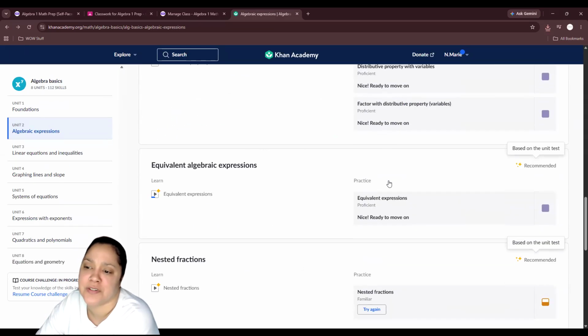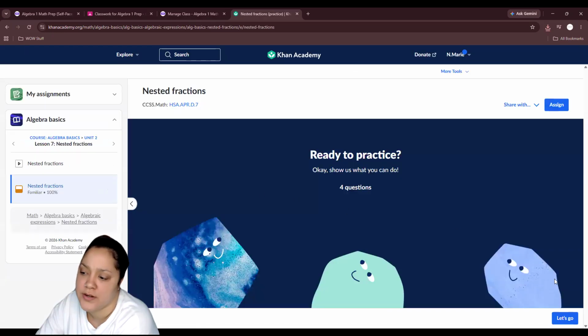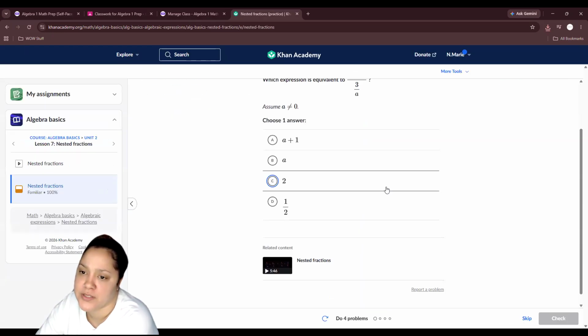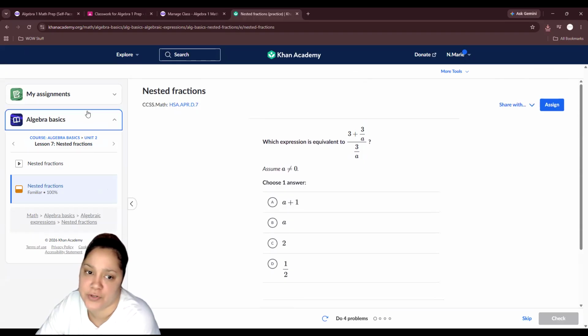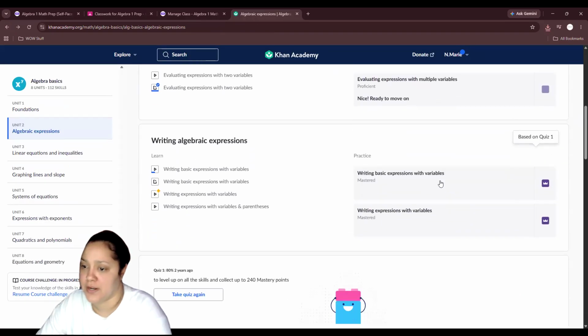Not sure when you'll even need these in Algebra 1. It's a very random thing to put in this unit. I mean, it doesn't hurt. Feel free to learn it on your own, but we're not needing it.